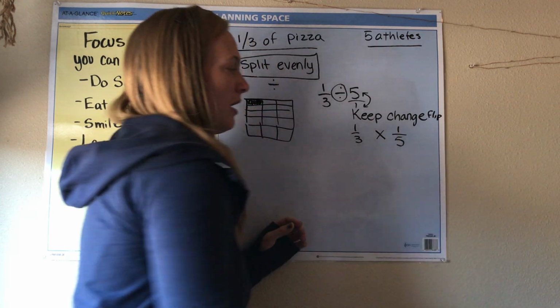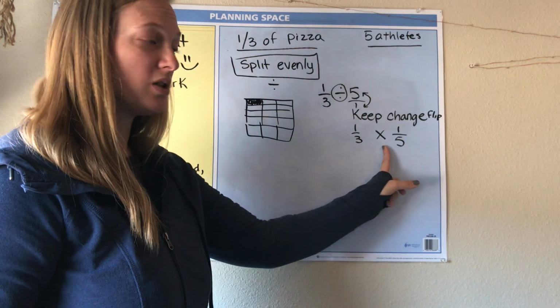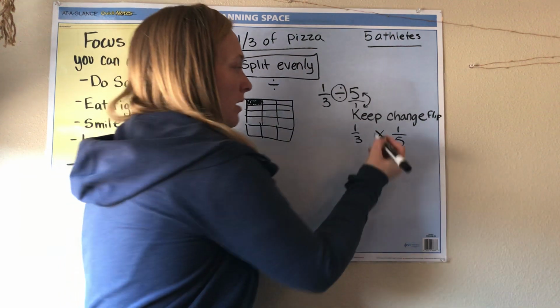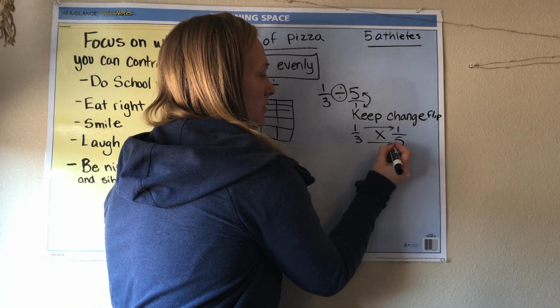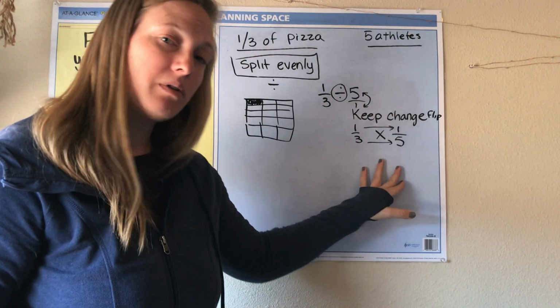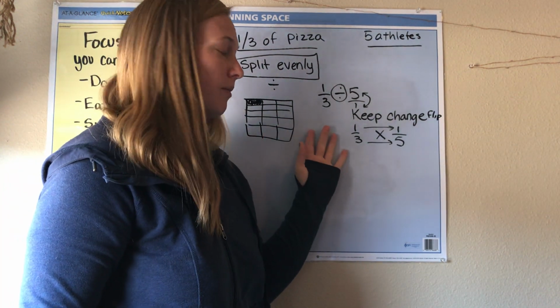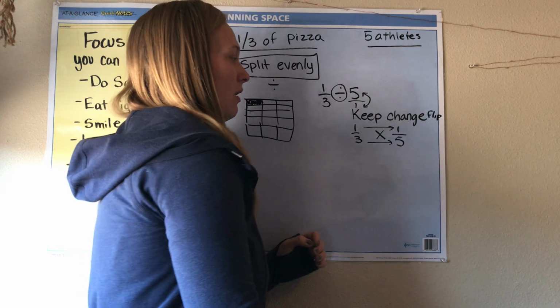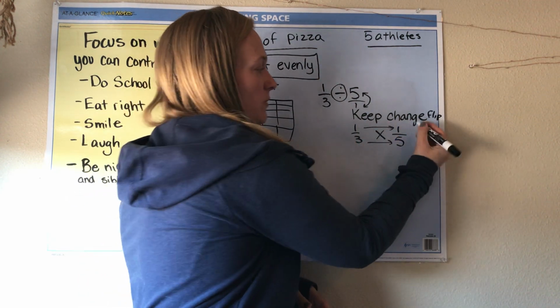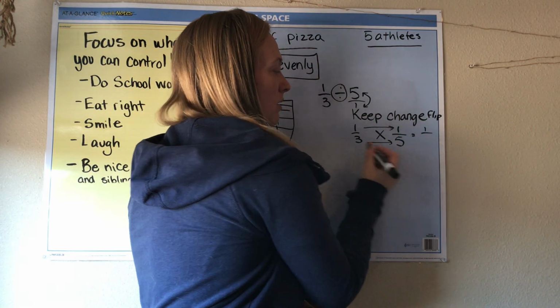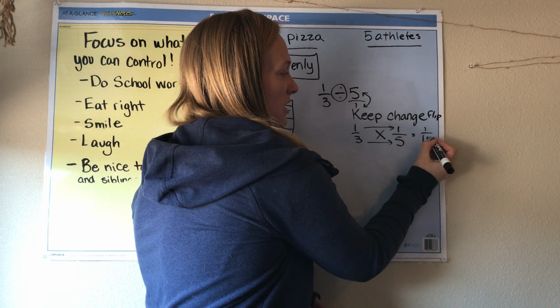1/5. Now I'm multiplying fractions. Multiply, I just multiply straight across. As I'm going over this, you should be taking notes, so please make sure that your paper is looking like my board. Okay, multiplying straight across, 1 times 1 equals 1. 3 times 5 equals 15.